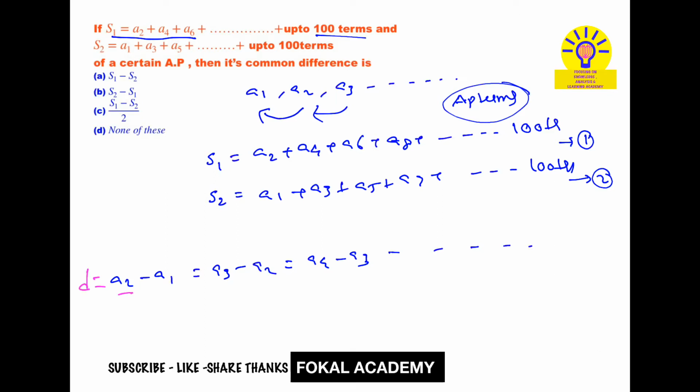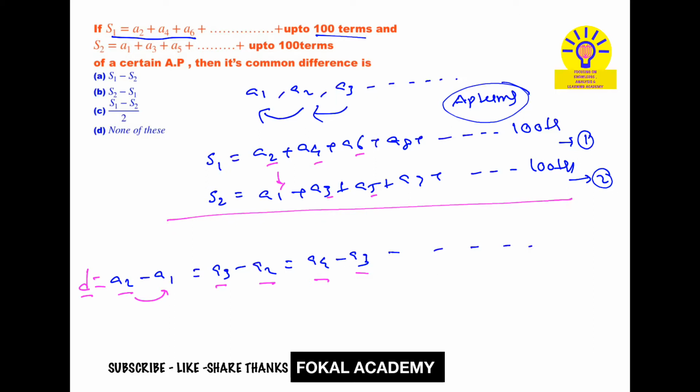Here, the difference between a higher term and the term below it is nothing but the common difference. So A3 and the term below it, A2, the difference is the common difference, and A4 and the term below it, A3, the difference is the common difference. Here the higher term A2 has below term A1, A4 has below term A3, A6 has below term A5.